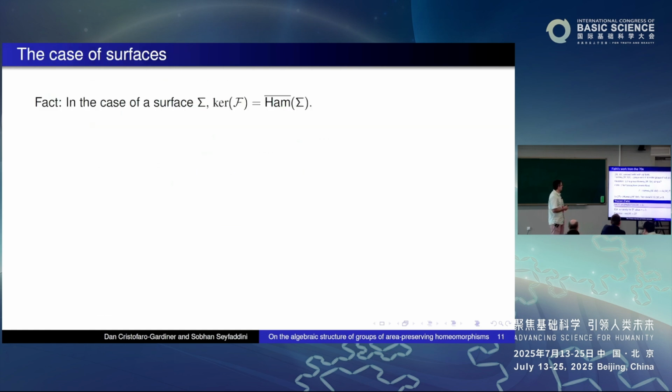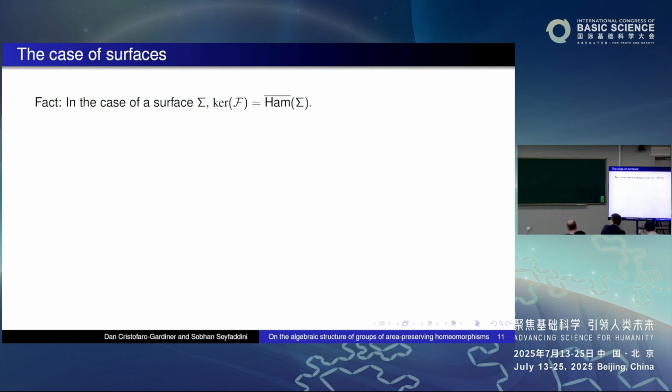Okay? And so here's a fact that can be proven. This brings us to the next portion of the talk. In dimension 2, the kernel of this famous homomorphism is exactly these Hamiltonian homeomorphisms of the surface. So that's what led Fatih to his question. I think at this point I'll hand over to Dan, who will continue for the next little while.